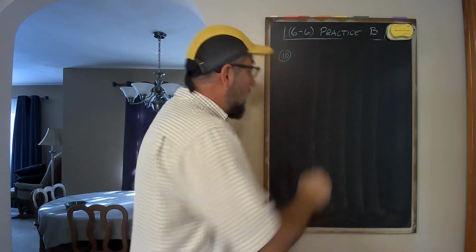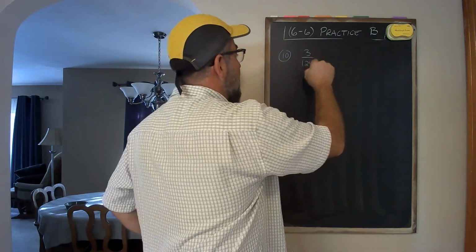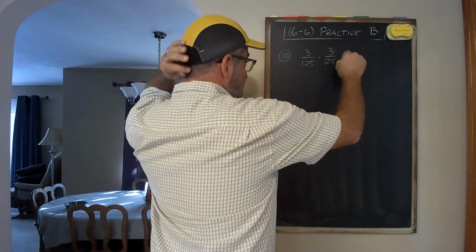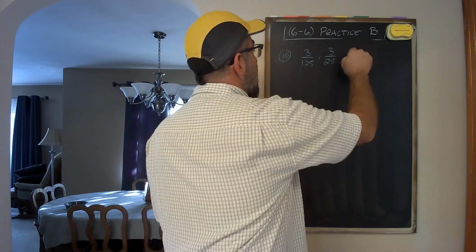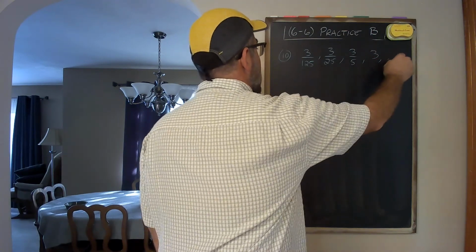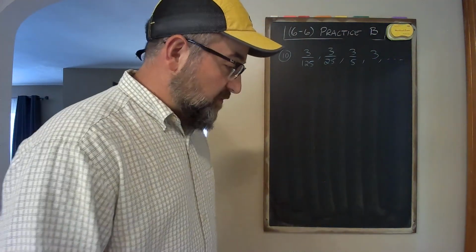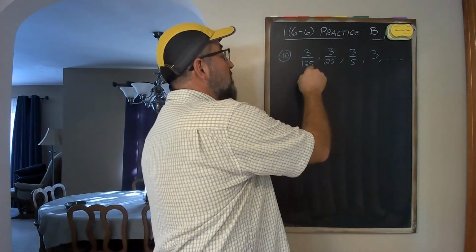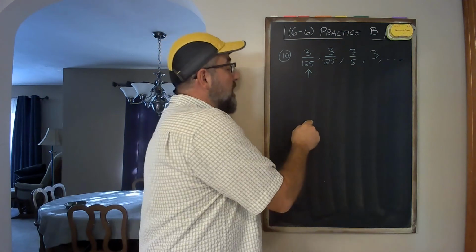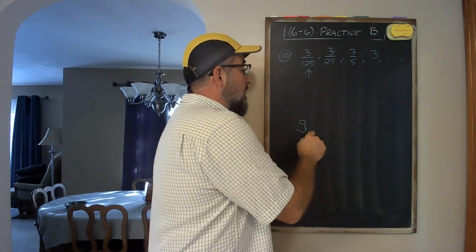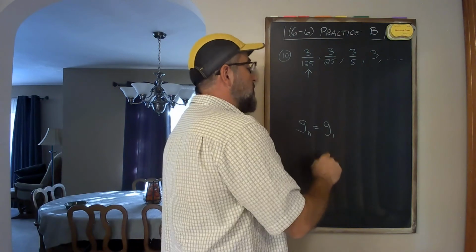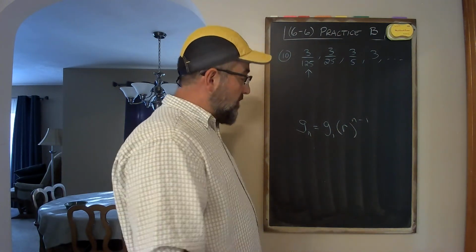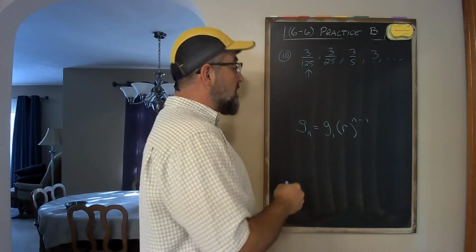Number 10, we have 3 over 125, comma, 3 over 25, comma, 3 over 5, comma, 3. To find the equation for this, the formula for this sequence, we need to find the common ratio. We know what the first term is. And don't forget, the setup for these is going to be g sub n is g sub 1 times r to the n minus 1. That's the formula for all geometric sequences.